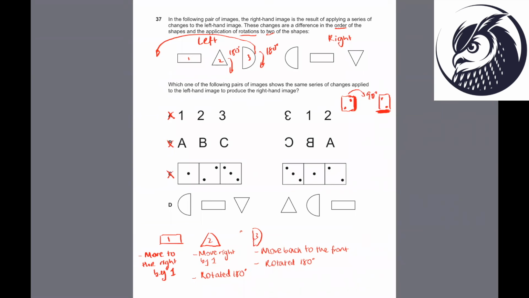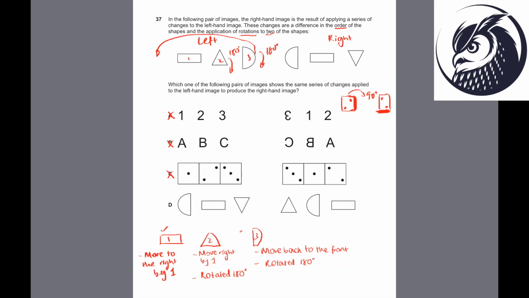And that leaves us with answer option D. Let's just confirm that it satisfies all the conditions. So you look at the semicircle in image number 1. You know that it's supposed to move to the right by 1, and it has done so. So it has met that first condition. So I'll give it a tick.